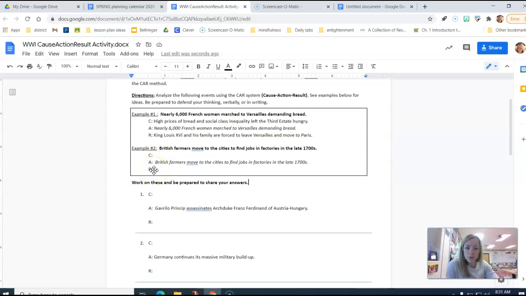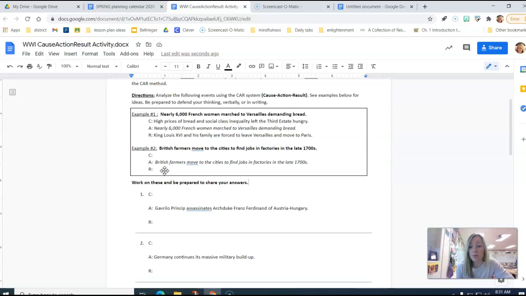If we look at the result of the British farmers moving to the cities, well, if everybody's moving to cities to find jobs in factories, that means maybe there is a worker surplus, right? So a result might be that these farmers are faced with accepting really low wages in the factories. Or maybe women and children end up being hired instead of men.